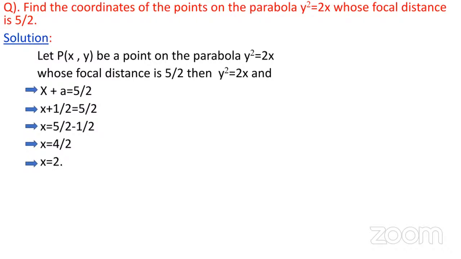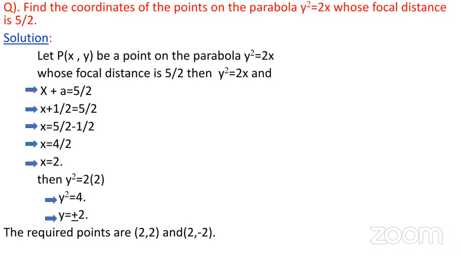We have to find the y values. Then y square equals 2 times 2, that is nothing but 4. y square equals 4, then y equals plus or minus 2. So the coordinates are (2, plus or minus 2). This is how we find the focal distance for a given parabola. So these two are focal distance problems.